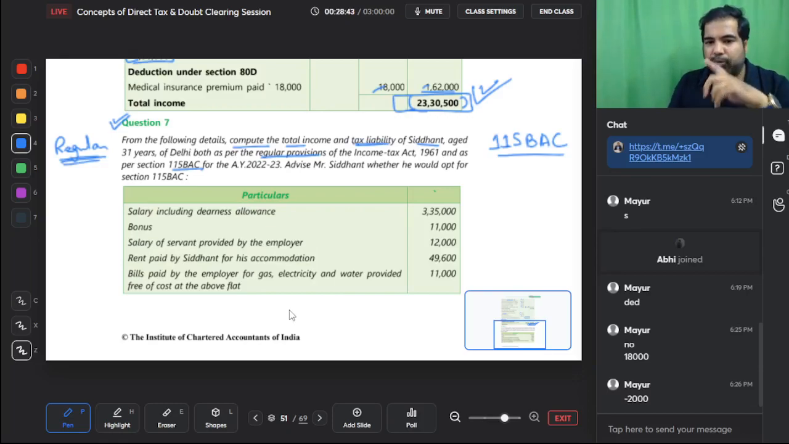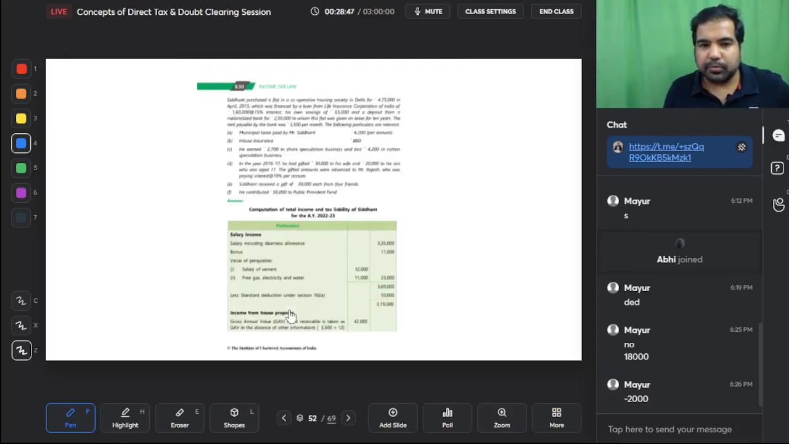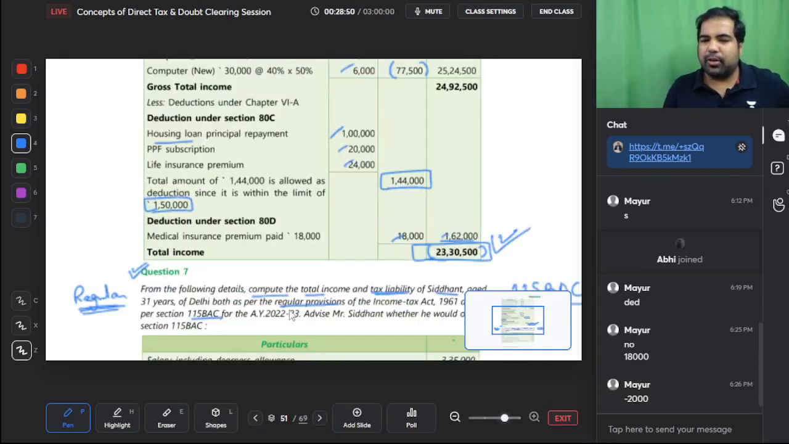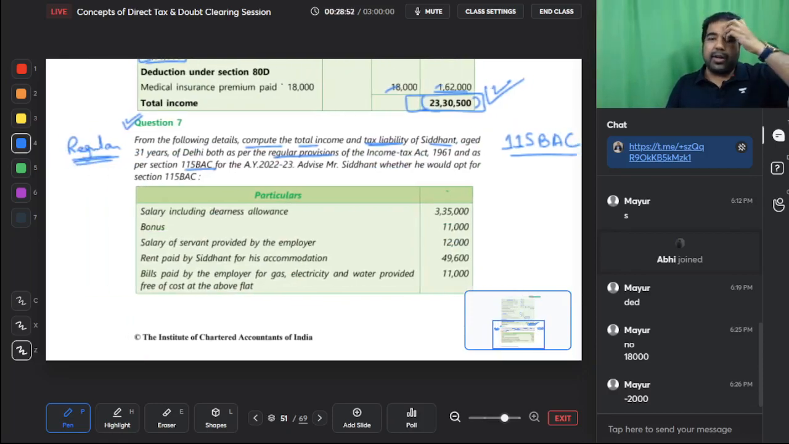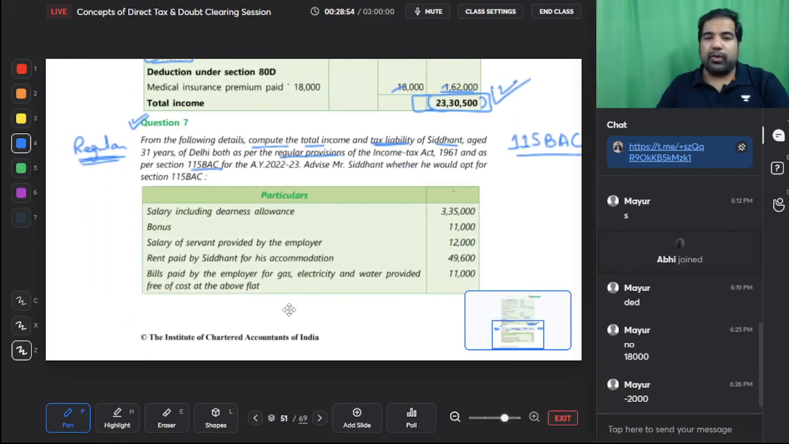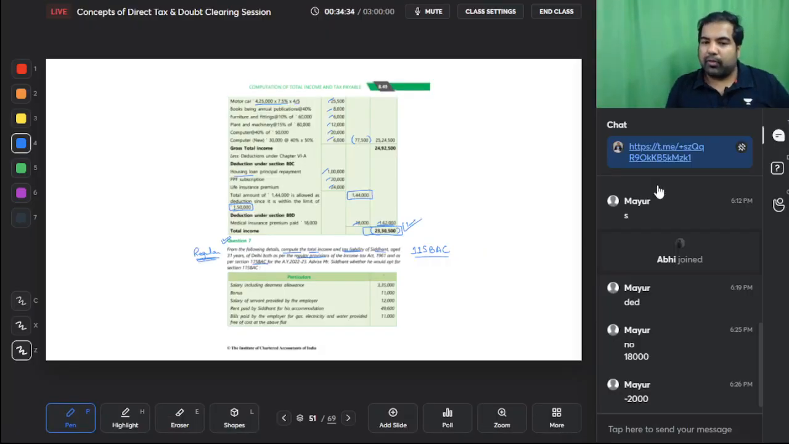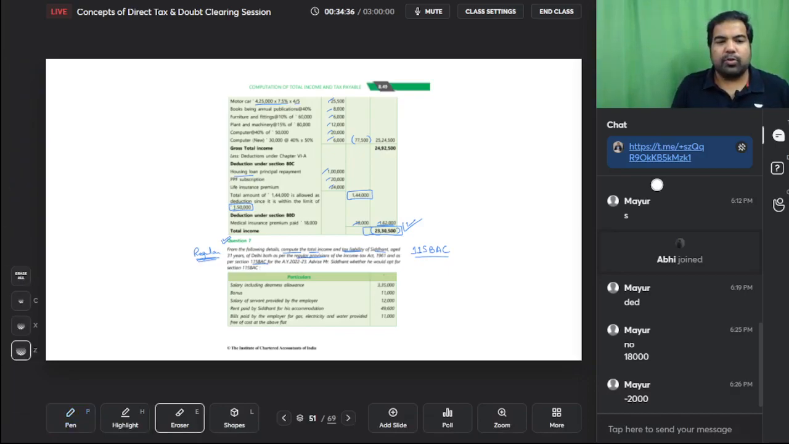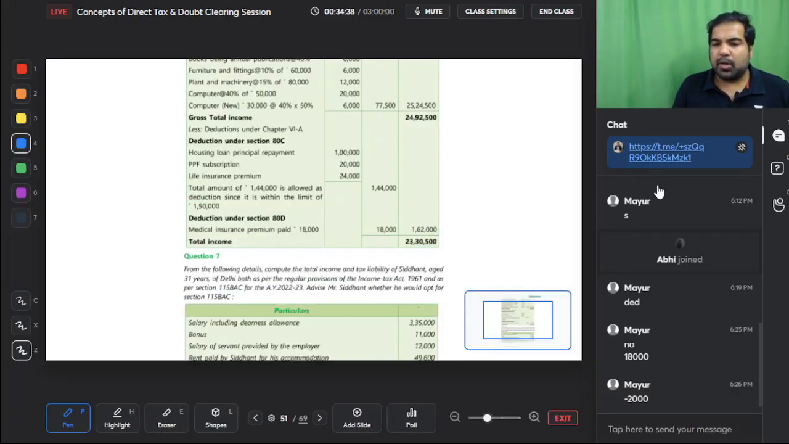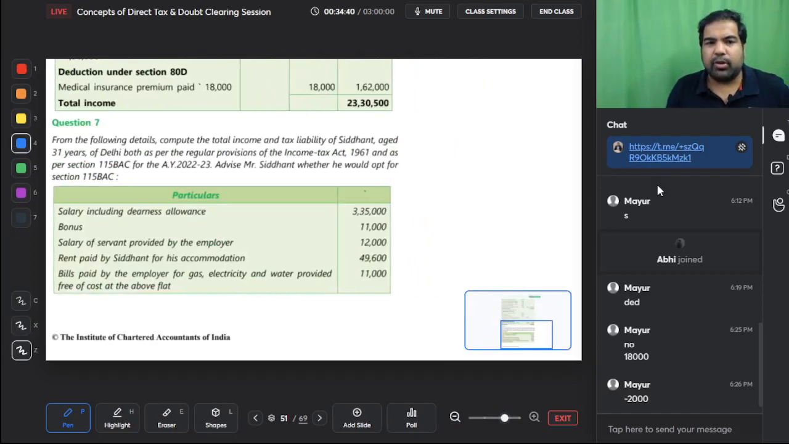Let's do this. But first, I'm giving you 5 minutes to read this part and the next part. Just read it, no problem whether you're understanding or not. If you're understanding, great. If you're not, I'll help you, don't worry. But first, read this. Just don't get worried about that 115BAC right now. All you got to do is just focus on the question. Take it one line at a time and you'll get it.